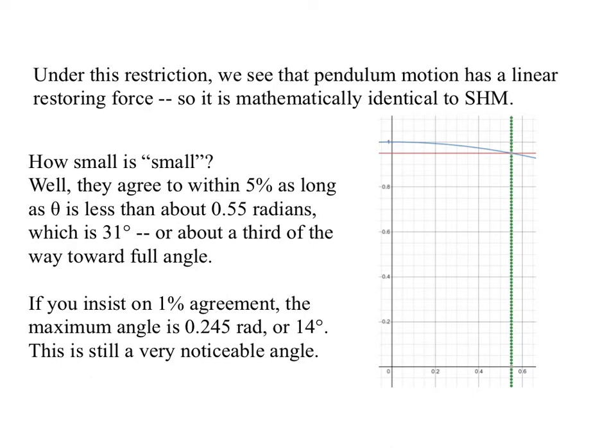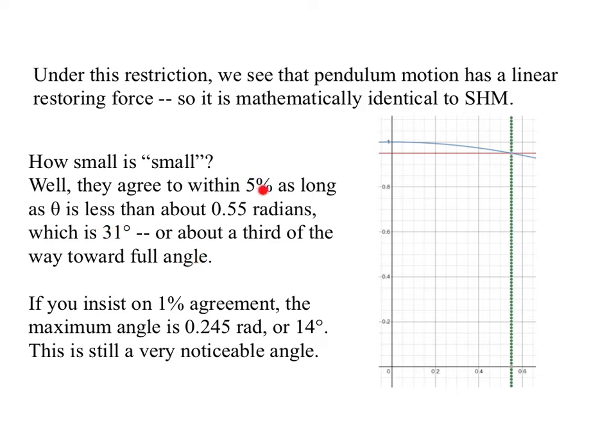How small is small? Here's a graph of sine of theta and a graph of theta. We see that sine of theta and theta agree to within about 5% as long as theta is about 0.55 radians or smaller. But 0.55 radians is about 31 degrees, which is about a third of the way towards a full right angle. And so it's not really that small. It's a third of the way you could go.